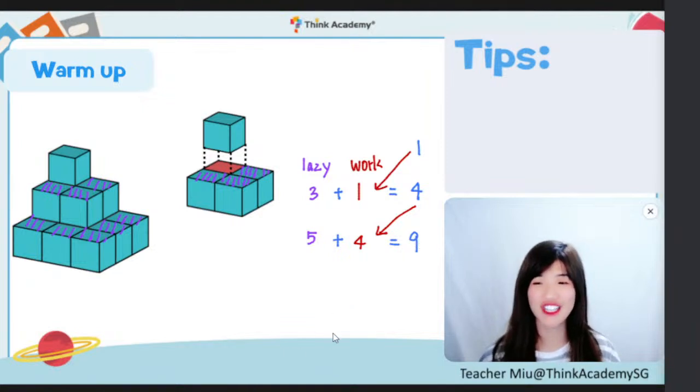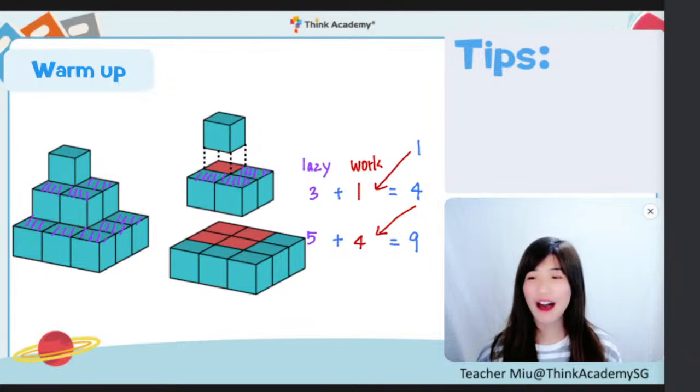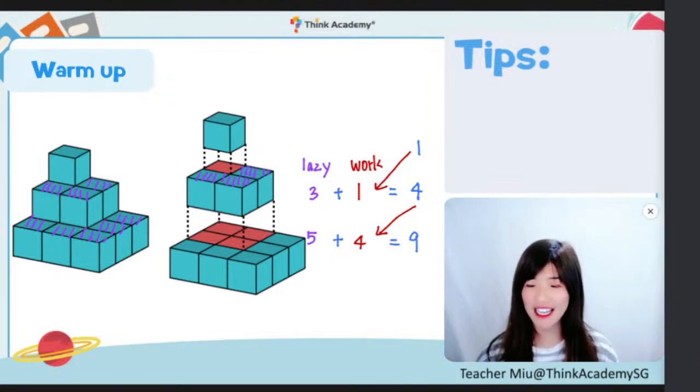So let's check whether it is. I will just take it out for you to see. See, there are 5 lazy cubes without anything on the top, and also 4 of those supporting the upper layers. So now it is much easier. We have 1 on the top, 4 at the second layer, and then 9 at the bottom layer. They are altogether 14 cubes.